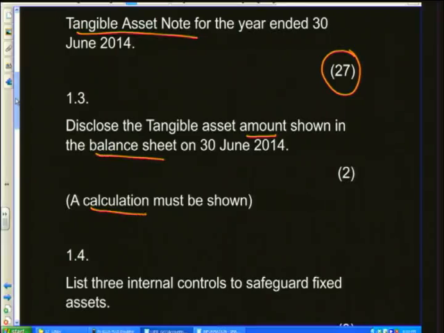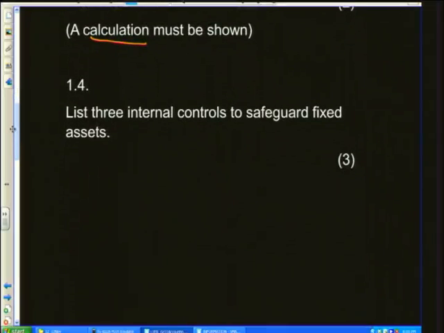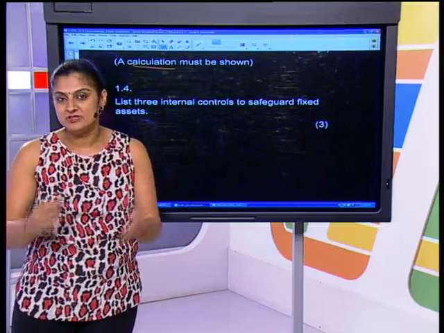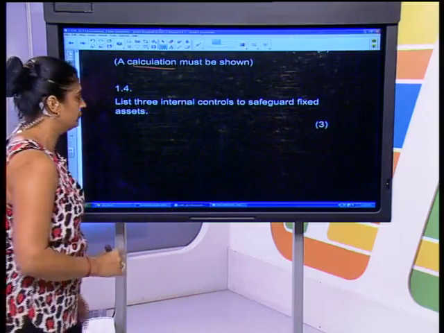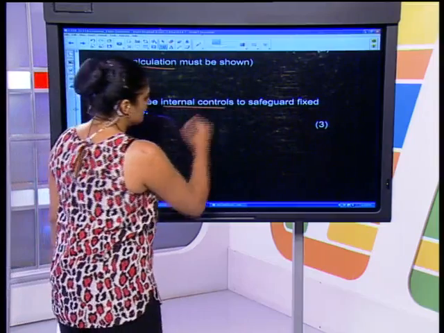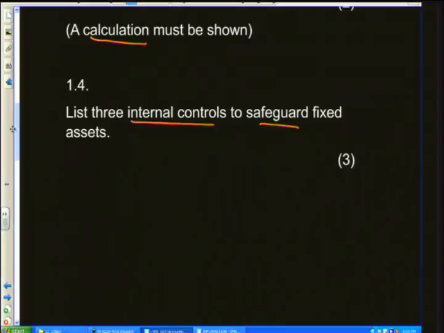And the very last question is a bit of internal controls. Remember, guys, internal controls appear in almost every section of accounting, so make sure you know your internal controls to safeguard or protect your fixed assets, which is obviously your tangible assets.